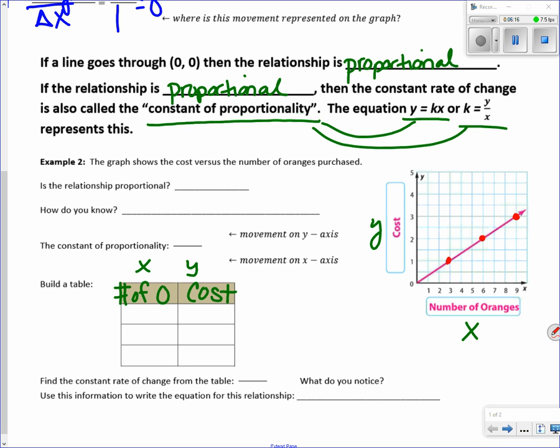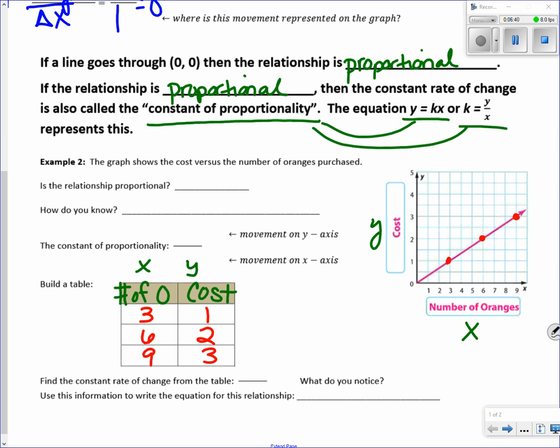So when I fill in my table, my first point was 3 oranges, and that cost me $1. Then 6 oranges, and that cost me $2. 9 oranges, and that cost me $3. Okay, so we're going back to what we know how to do. And Ms. Hall just pointed out how to know if this relationship is proportional.